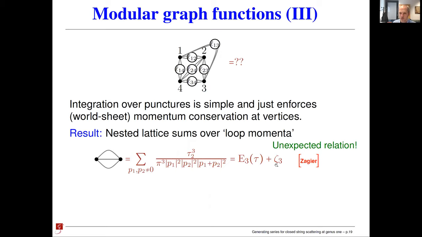The reason why I'm showing you this is because this is an instance of an unexpected relation between modular graph functions. So here, this is one modular graph function, this is another one. But it turns out they are not really independent. They're related in a very simple way. So if you want to make sense of a general modular graph function, certainly what you want to do is understand the systematics of these relations.